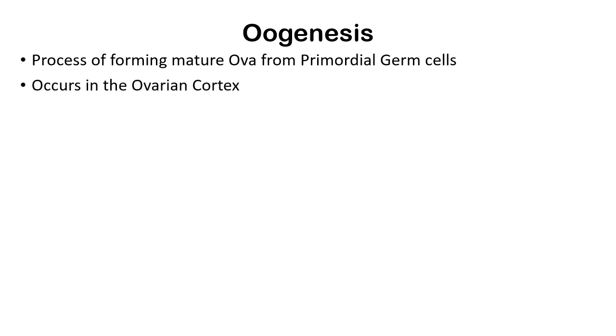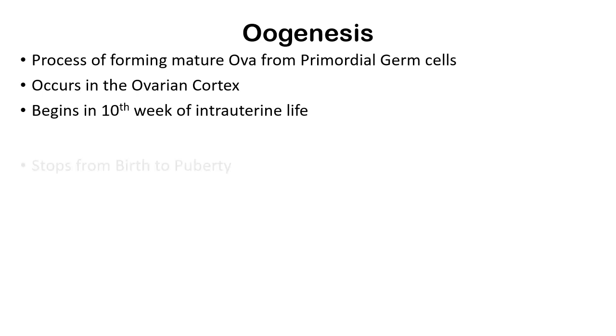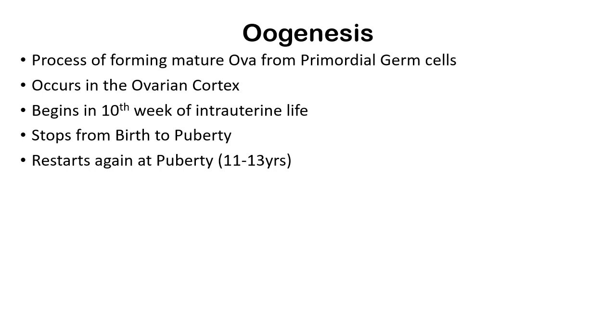Okay, then this process of oogenesis occurs in the ovarian cortex, unlike the spermatogenesis process which occurs in the seminiferous tubules. Then this process begins in the 10th week of intrauterine life. One thing you should know is that oogenesis, unlike spermatogenesis, begins while the baby is still in the uterus. Then it stops from birth to puberty, restarts at puberty, and continues until menopause. So that is how peculiar the oogenesis process is.